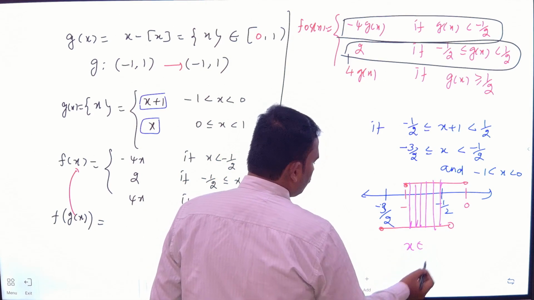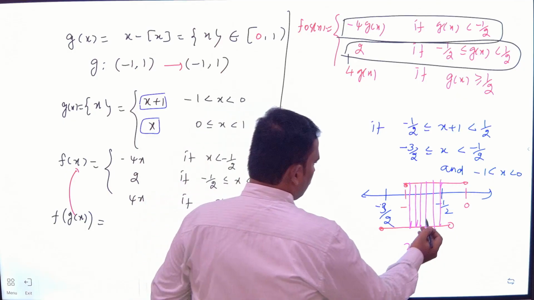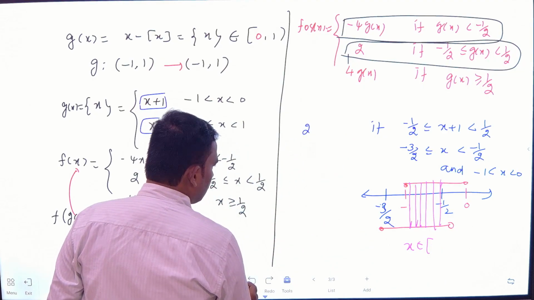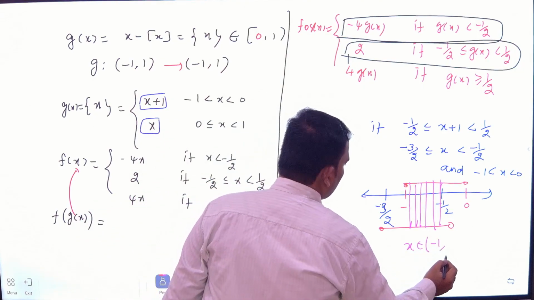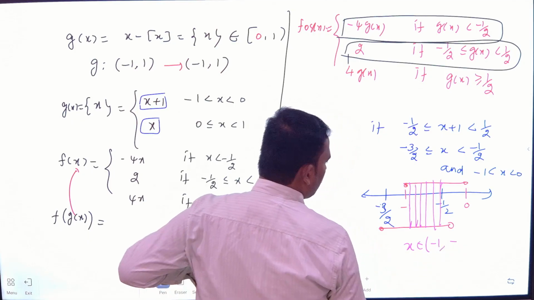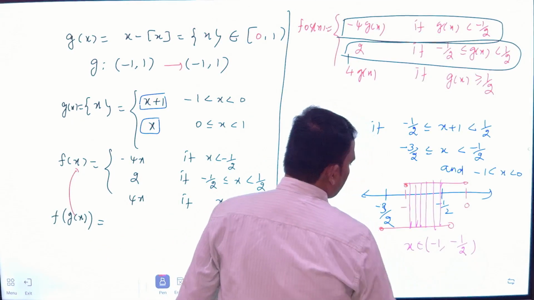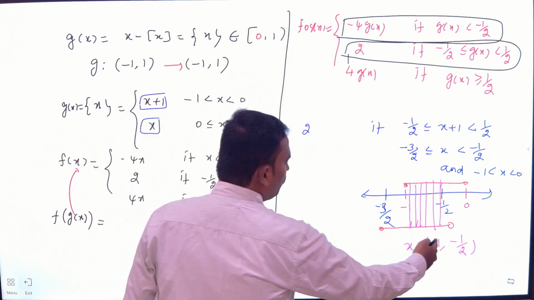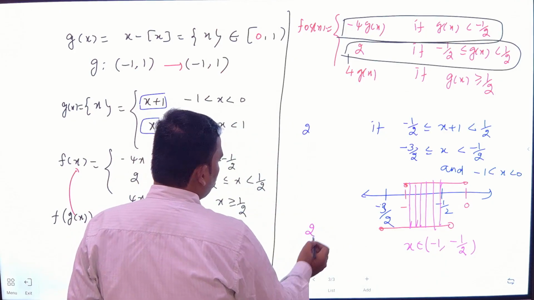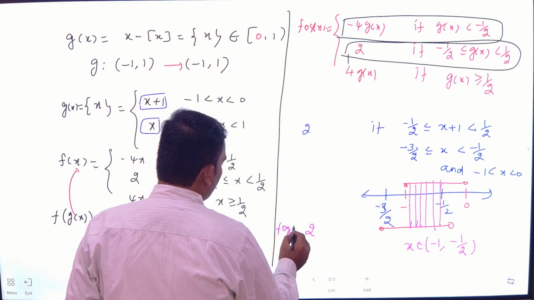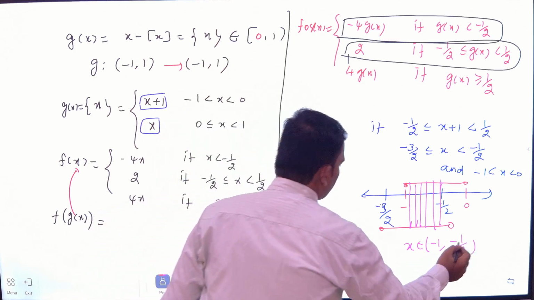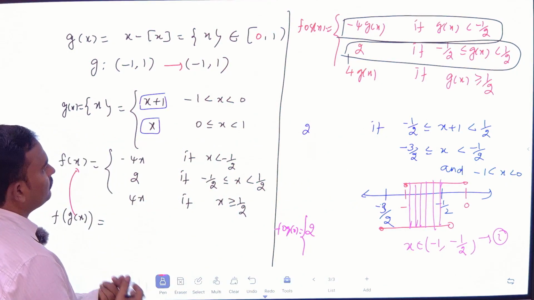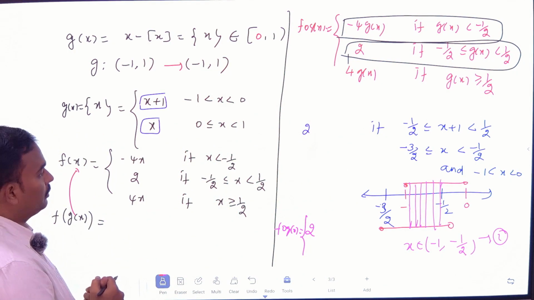So therefore, x belongs to minus 1 to minus 1 by 2, where minus 1 is not included, right? Minus 1 by 2 is also not included, right? Let's take this case. Clear? So for minus 1 to minus 1 by 2, the function is 2. It is defined. This is f composition g of x, right? This is 2. This is the first one you can take. This is defined. So clear, all of you?